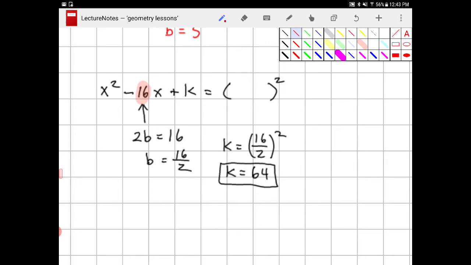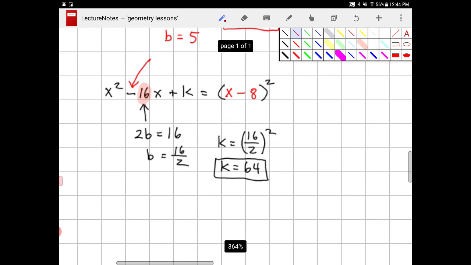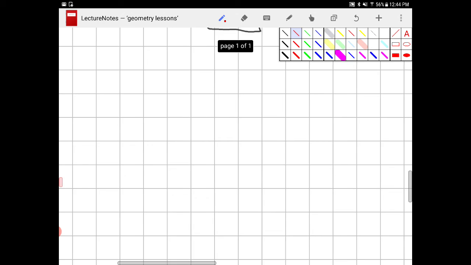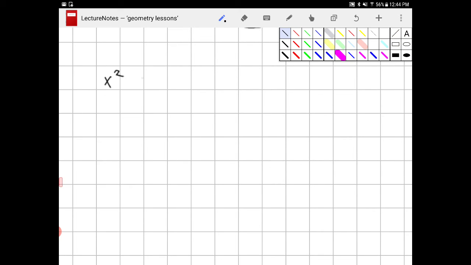So the binomial squared is going to turn into x minus b, because I have a minus here, right? Because it's a minus b, so that's x minus 8 quantity squared. Let's try to do this one more time. So suppose I have x squared plus 5x. And again, I'm trying to figure out what k is, and what is this expressed as a perfect square? Go ahead and pause the video to see if you can figure this out.